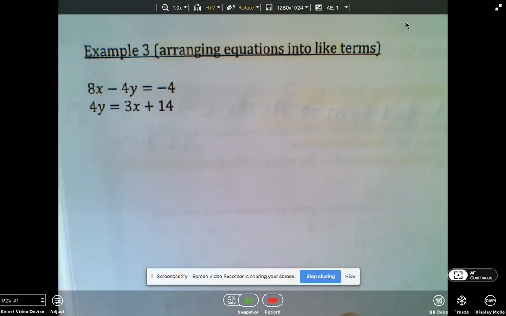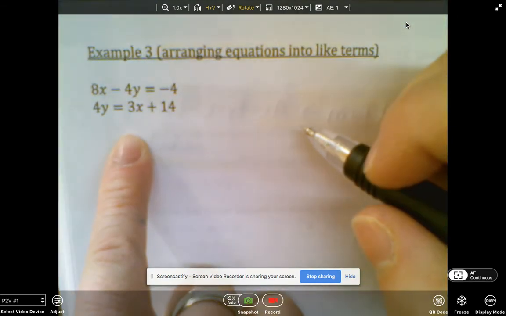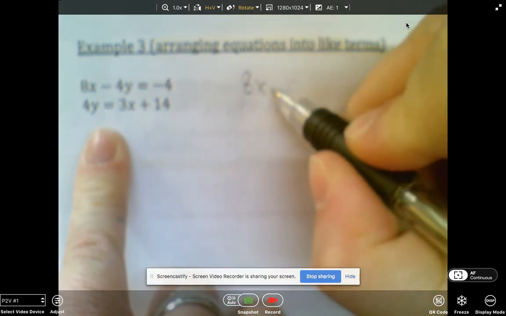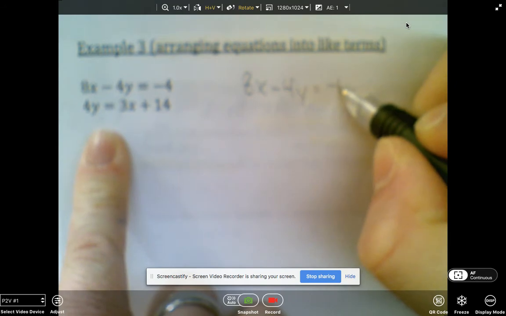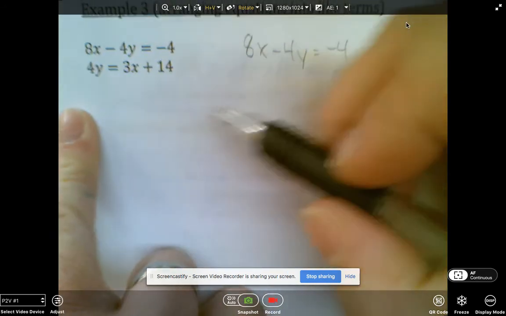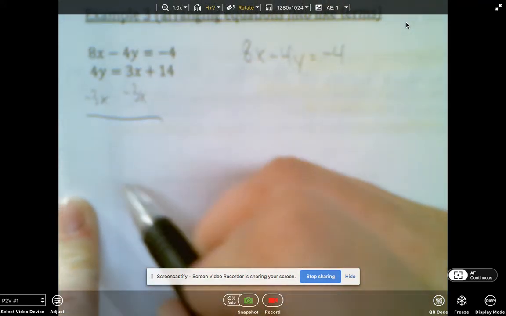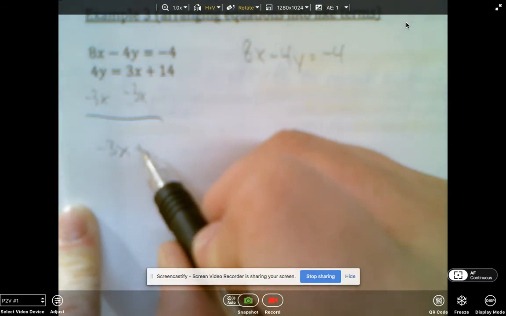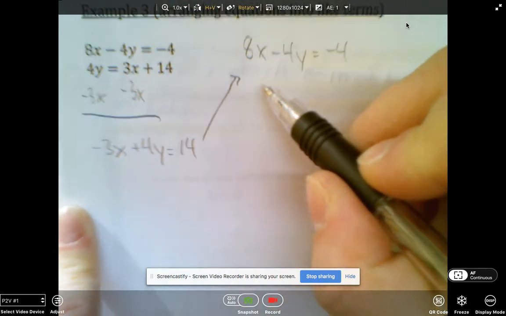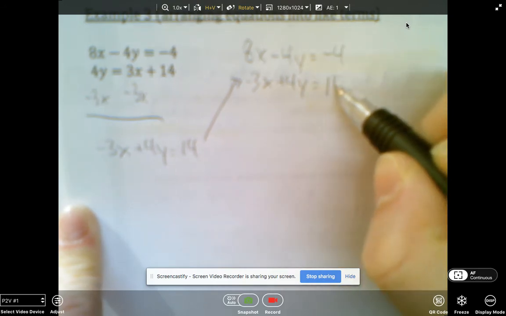And the last example here, before you try some on your own, you're going to have to rearrange the equations into like terms that line up. So I'll just try to put them both in standard form. This first one looks like it's in standard form, so I'll just rewrite it. 8x minus 4y equals -4. And the second one, I'm going to bring the x to the other side. So it'd be -3x plus 4y equals 14. So let me line it up there.